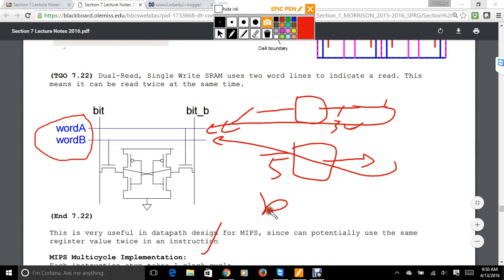So if you had a case where you had some sort of instruction where B equals A plus A, right? I need to get that value twice. And so it's going to access it both times and be able to read it both times. So that's how dual read, single write actually works.